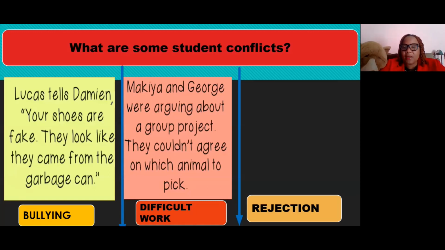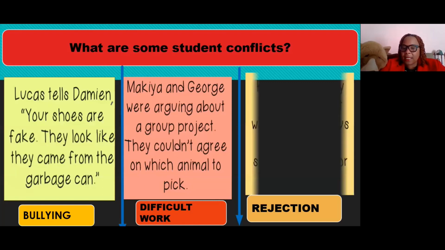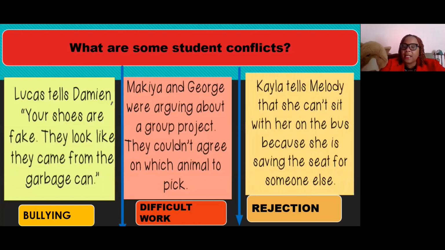This happens when you think someone is your friend, but they don't treat you like the friend you are to them. And let's look at the example. Kyla tells Melody that she can't sit with her on the bus because she is saving the seat for someone else. Now, do you catch the bus? Most do, sometimes. Now, I know on a lot of family islands, they do not have a bus, and your parents will drop you to school or you will walk to school.